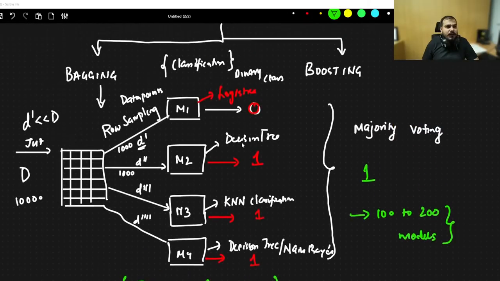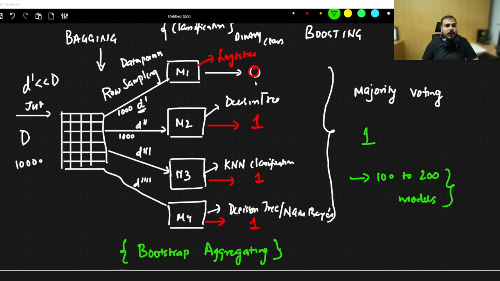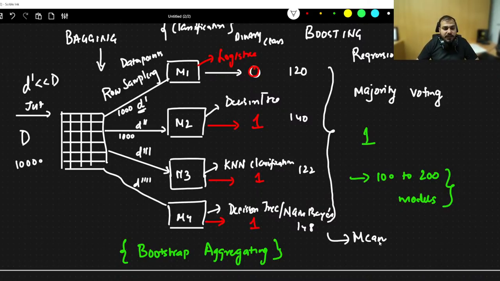Okay, now tell me, one point I missed out. Fine, this is with respect to the classification problem. With respect to the regression problem, what will happen? Over here, what will be my output in this particular scenario in the case of a regression problem? Let's say that I got here 120, here 140, here 122, here 148 as my output. So in regression, what will happen is that the entire mean will be taken. The output mean will be taken, and that will be the output of the model. Okay, average or mean, very simple, right? Okay, so average or mean will be taken up, and based on the average, you will be able to solve the regression problem.